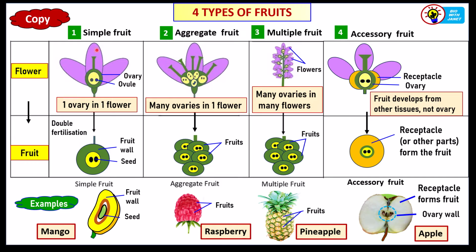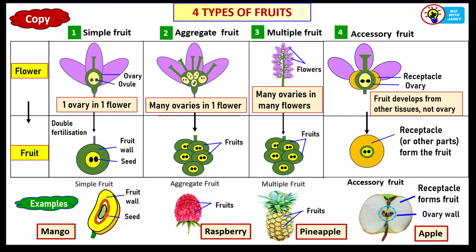For simple fruit, there's only one ovary in the flower. This green, rounded structure is the ovary in the carpel. After double fertilization, the ovary develops, and the wall of the ovary develops to form the fleshy part of the fruit. The seeds can be one single seed, few seeds or many seeds, depending on the number of ovules. But that is not a criterion for classification of fruit.